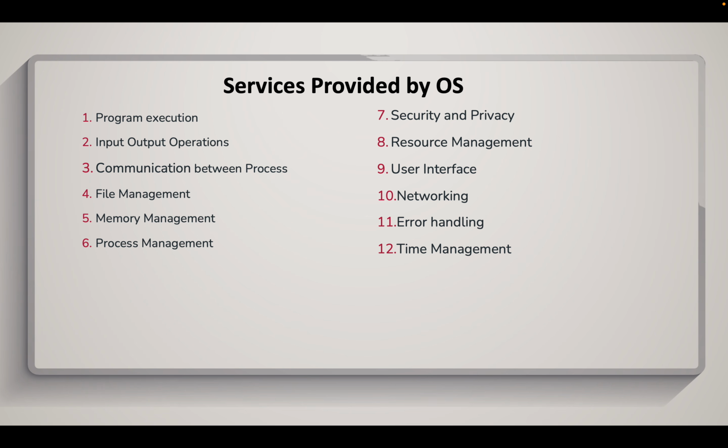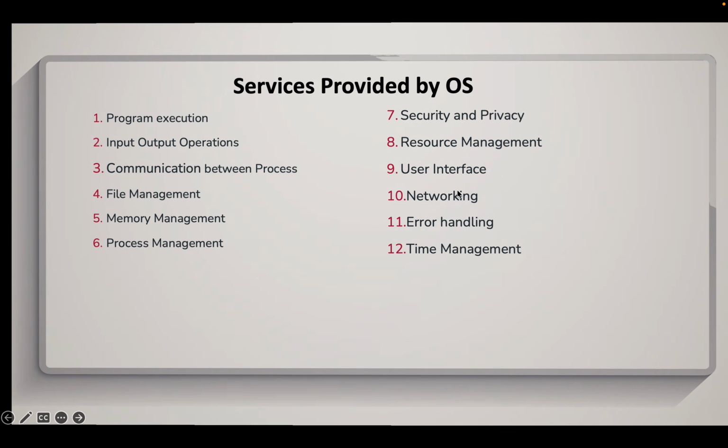Resource management. All the resources, like CPU is a resource, device is a resource. The resources are managed by the operating system. User interface. Operating system acts as an interface between the user and the program, or between the user and the hardware. Networking is another operating system service. Error handling. If an error comes, how to manage the errors, and time management. These are the 12 services provided by OS.